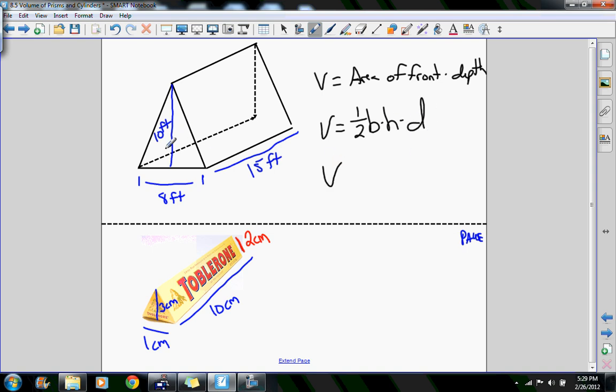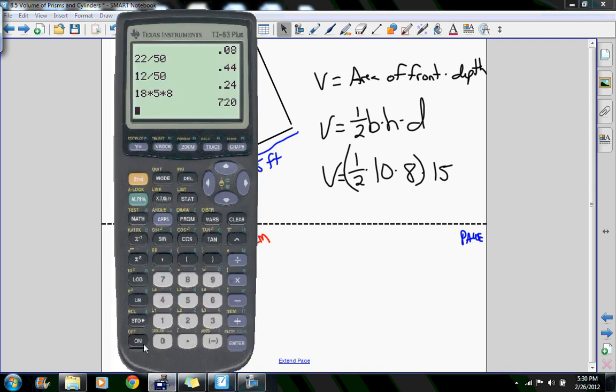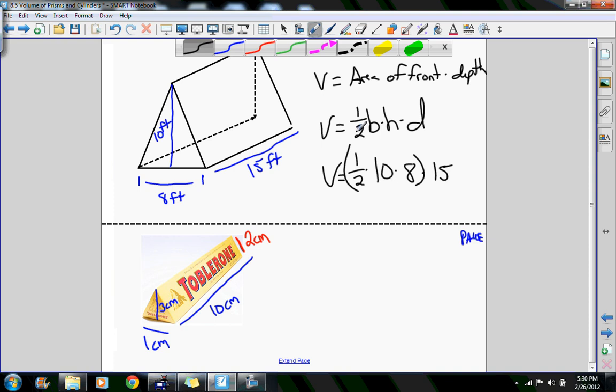Okay, so the volume of this one here would be 1/2 times 10 times 8, times our depth of 15. So if I do this first, it doesn't matter, I'd get 40 times 15, which is 600, meaning the answer to this is 600 cubic feet.